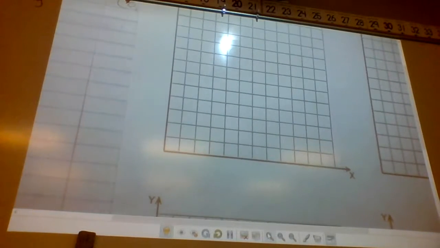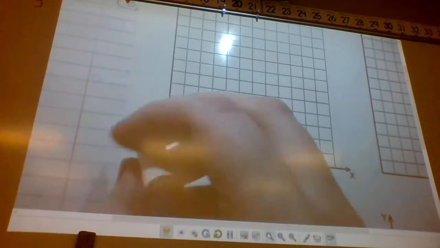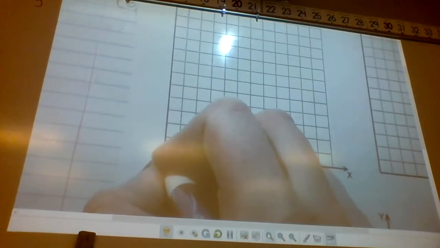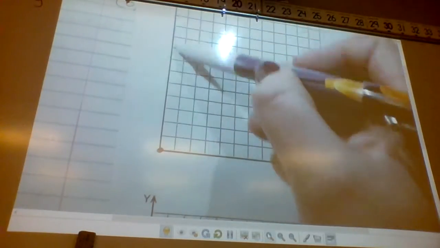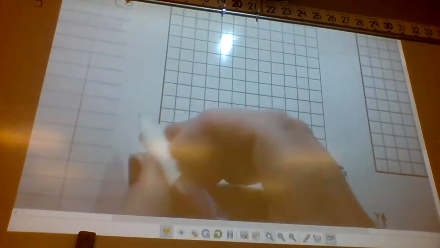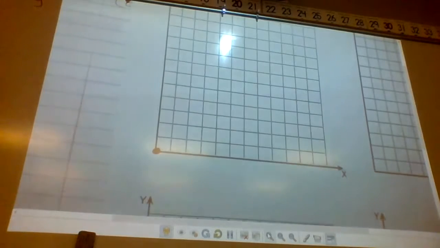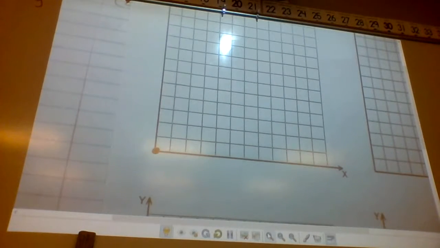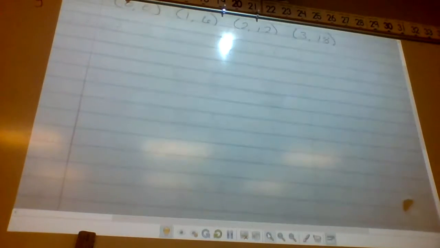On this one, it's way down here in the corner, because here's your y-axis, and here's your x-axis. So we have to graph it right here on the corner. Just put a dot. That's all you need to do. What's your next one? 1, 6.